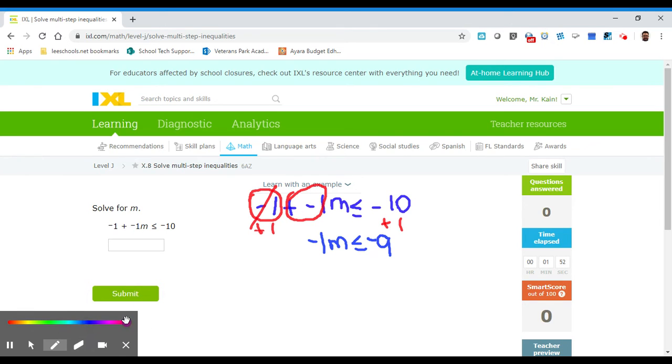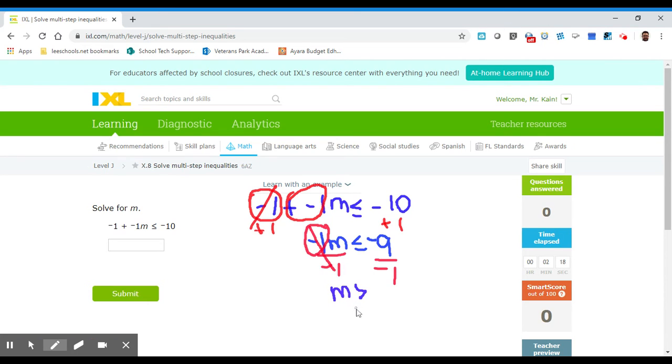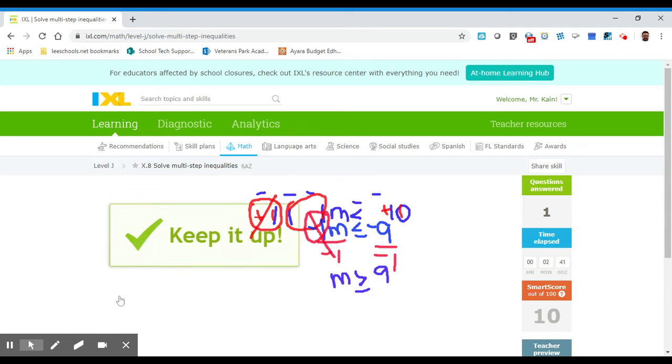Now, we are going to divide it by this coefficient, -1. Okay. Now, the big rule that we tend to forget, but we don't want to forget, is that if you divide or multiply your variable term by a negative, you need to switch the direction of the sign. Okay? So this is going to be m greater than or equal to, and we divide these out, and a negative divided by a negative is definitely a positive. So let's type that in, and let's click submit.